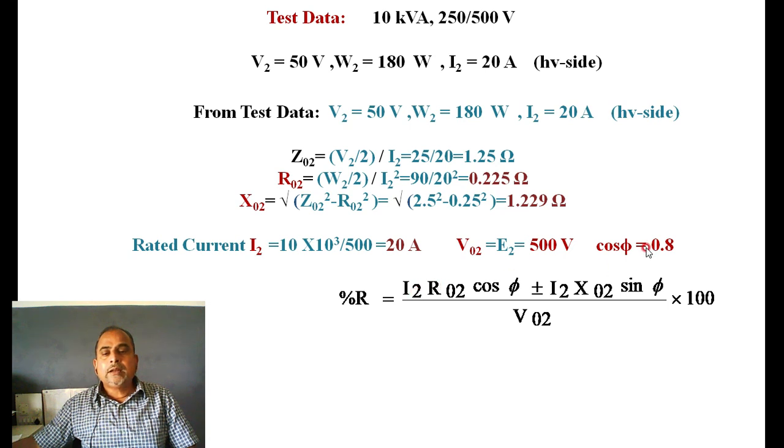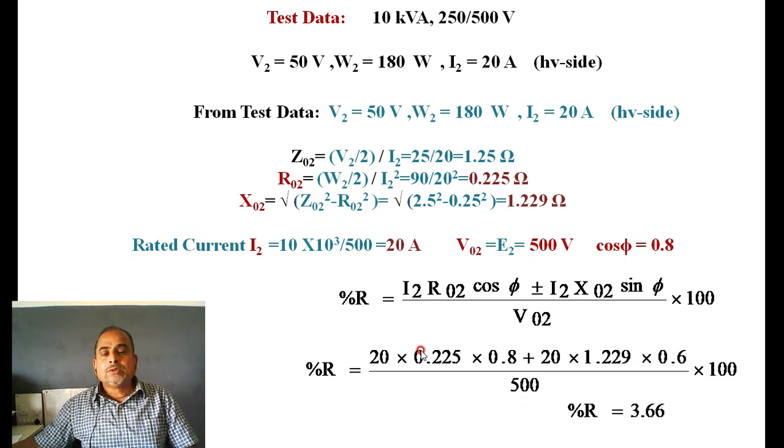RO2 we have calculated. Cos phi is given as 0.8. Here you have to make use of the plus sign because it is a lagging power factor; minus is used for a leading power factor. I2 is once again 20, and XO2 you are getting here as 1.229. Sin phi, from cos phi of 0.8, is 0.6. And VO2 is nothing but the no load voltage of the secondary, which is 500 volts. Just substitute those values.